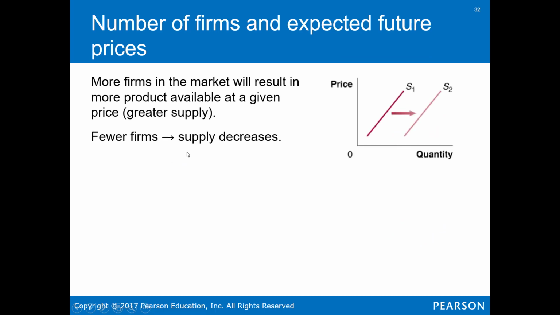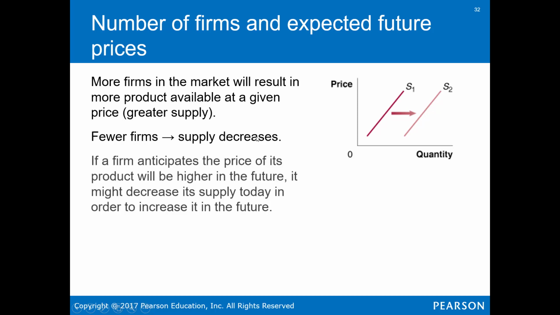More firms in the market will result in more product available at a given price, greater supply. So fewer firms means supply decreases. Let's say a new supplier of cell phones enters the market. It's a harder market to enter, but let's just say they do. What that will do is put more people supplying cell phones at the same price. So that can increase supply, and then people might change their prices based on that.